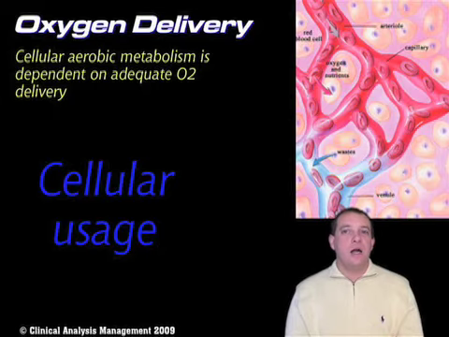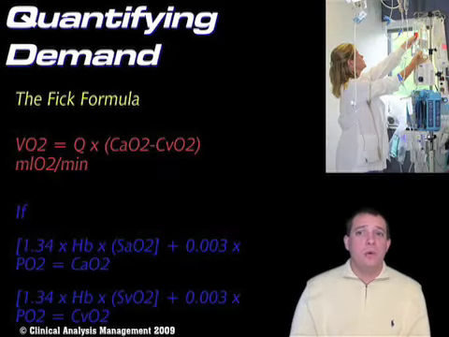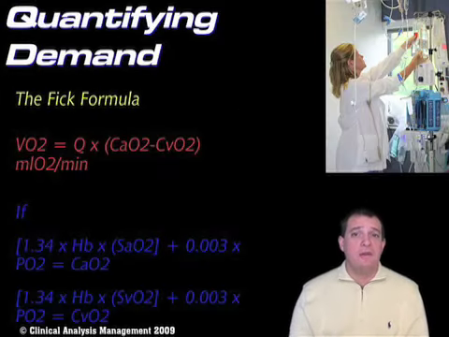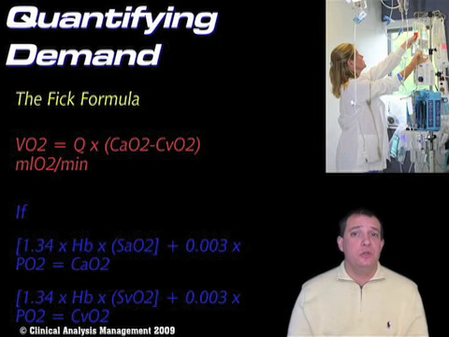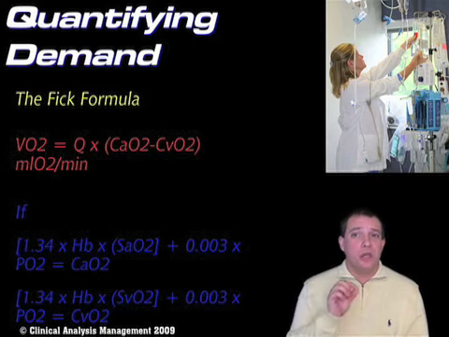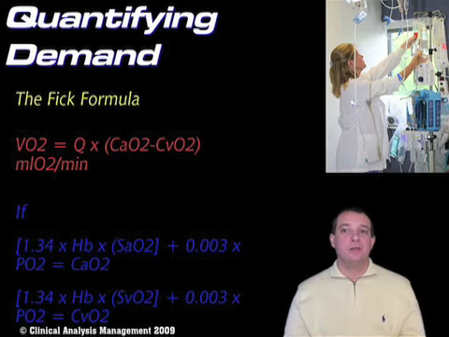So when we're talking about cellular usage, we have a mathematical way to calculate that as well. The formula that we use to figure out how much oxygen somebody's using is something called the Fick formula. The way we figure out the Fick formula is we take the patient's cardiac output, Q is cardiac output, times their CaO2 minus their CvO2. Okay, so let's talk about those two things.